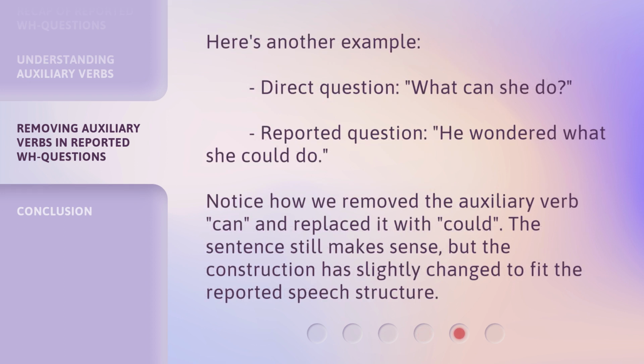Here's another example. Direct question, "What can she do?" Reported question, "He wondered what she could do." Notice how we removed the auxiliary verb, can, and replaced it with could. The sentence still makes sense, but the construction has slightly changed to fit the reported speech structure.